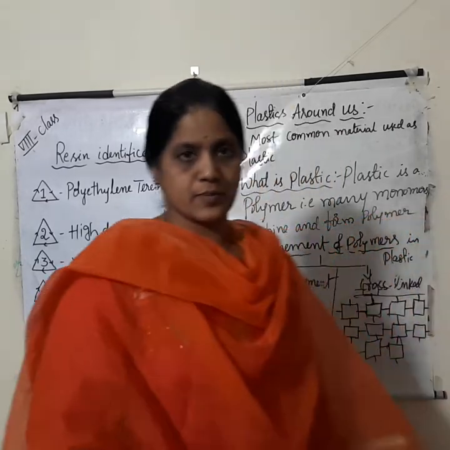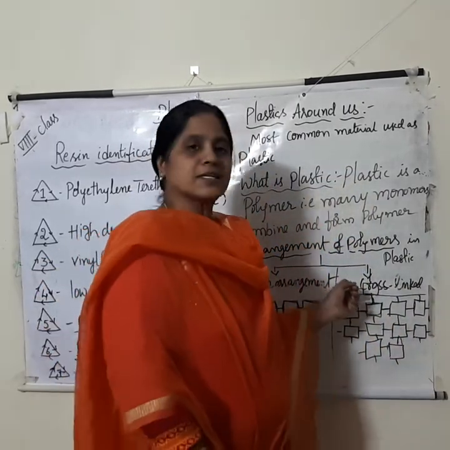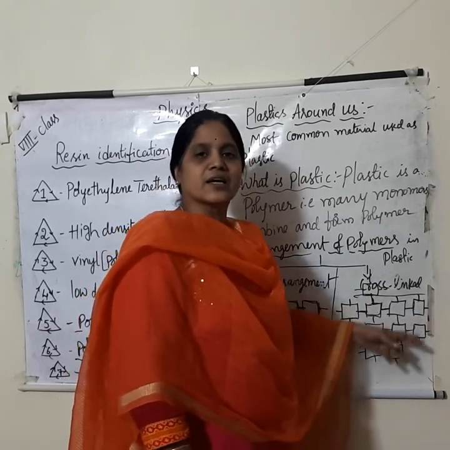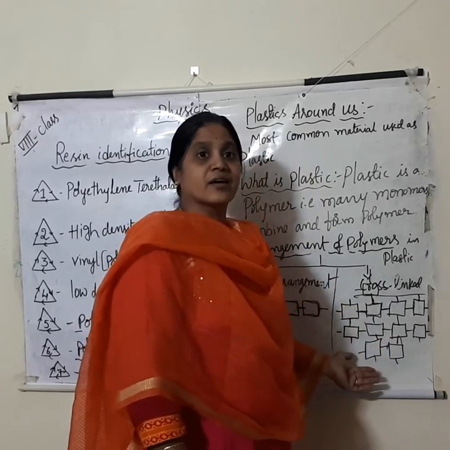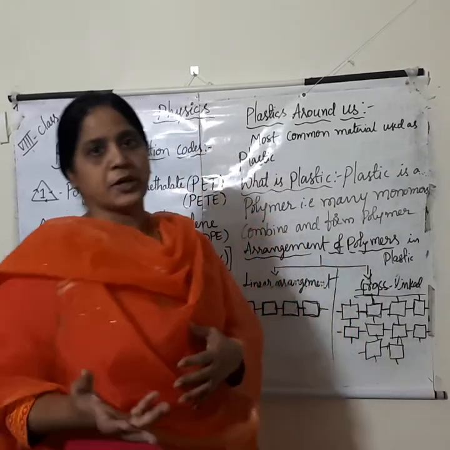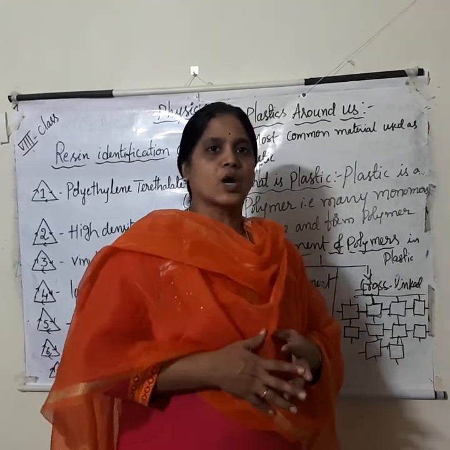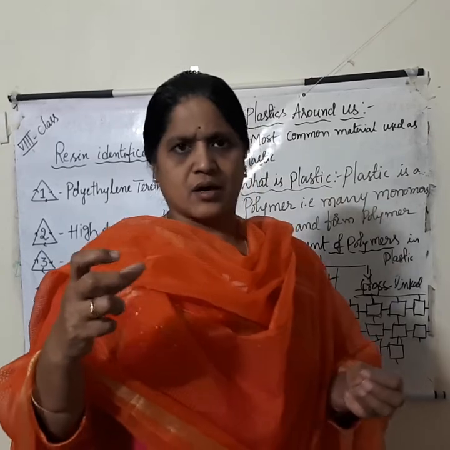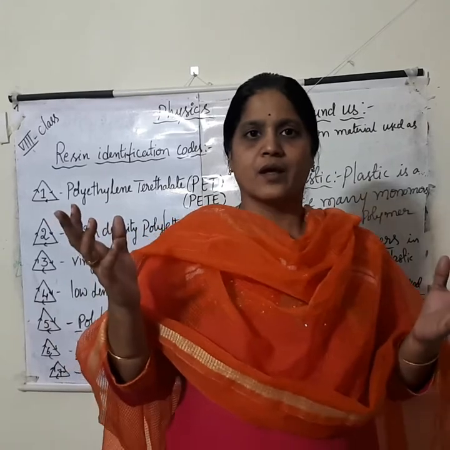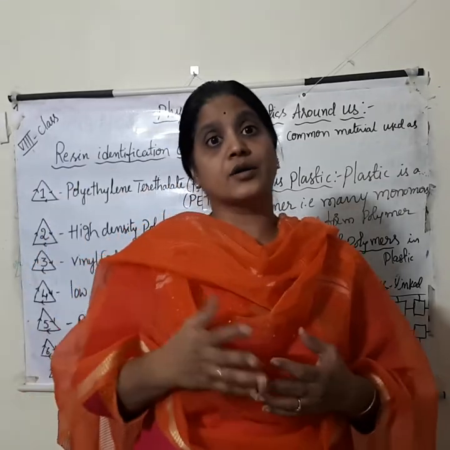Another one is thermosetting plastic. The first one is thermoplastics, the other is thermosetting plastic. What is thermosetting plastic? Here the monomers are arranged crosswise, cross-linked. Due to this cross-linking, the plastic gets a very strong, hard shape. That material becomes very hard. When you burn this type of plastic item, it is not melting, it is very hard to melt.